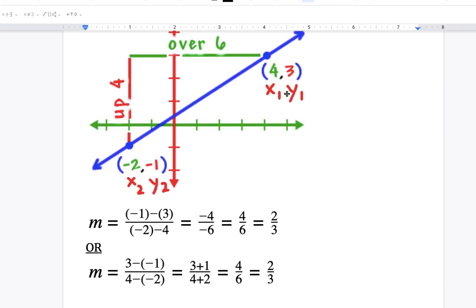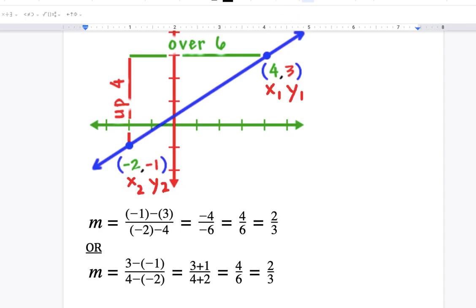So again, it doesn't matter which one you call x1, y1, the top one or the bottom point, as long as the y's are subtracted on top and the x's are subtracted on the bottom. And if you follow one order, you have to follow that same order on the bottom as well. So meaning I can't just take 3 minus negative 1, but then for the bottom one do negative 2 minus 4. I got to go in the same direction. If I'm taking the top number minus the bottom number, I also have to take the top number minus the bottom number for the x's.